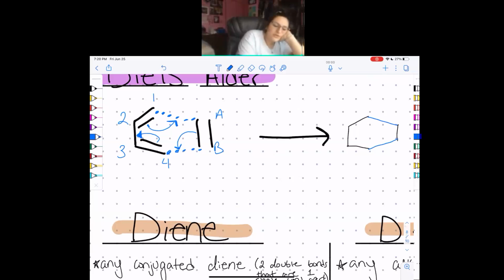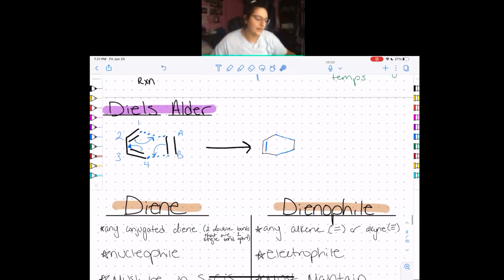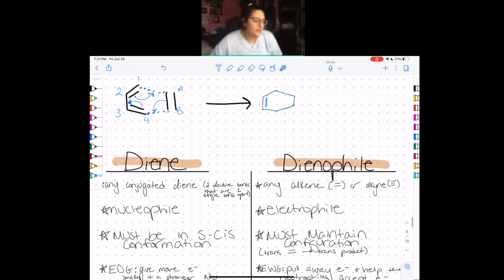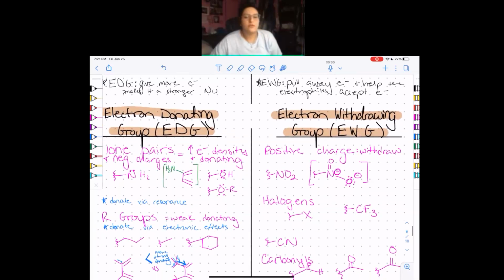So these blue lines are the bonds we just made. We created 3 new bonds, and we have a cyclohexene ring. Ta-da! Any questions about the basics of Diels Alder so far? Okay. If not, we shall go into electron donating and withdrawing groups.